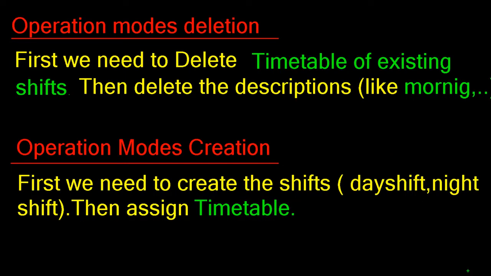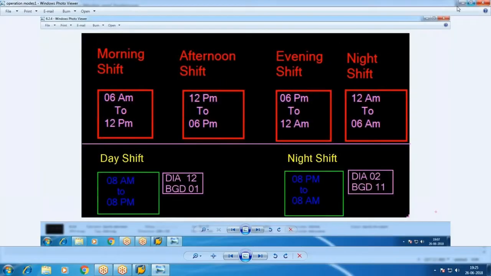So if you want to delete an operation mode, first delete the timetable, then the descriptions like morning, afternoon, evening, and night shift. If any operation mode has a timetable, we cannot delete it directly. I think you understood my point. At the time of creation, first create the shifts, day shift and night shift as per the requirement, then assign the timetable. So first we need to create the shifts now.